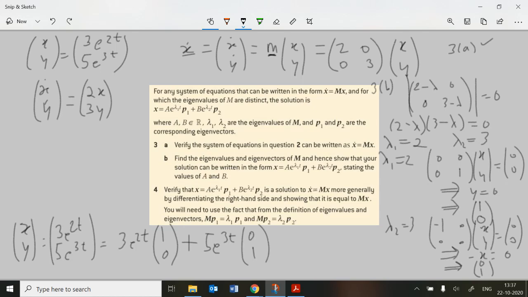If we differentiate with respect to t, what we're going to hope to get is that this is the same as Mx. And we're using the fact that the matrix applied to the eigenvector is the same as the eigenvalue applied to the eigenvector. So that's just the normal definition. This thing here is simply Ax equals lambda x. That was just the start of eigenvalues and eigenvectors, the original definition. Okay, so we're going to do question 4 now.